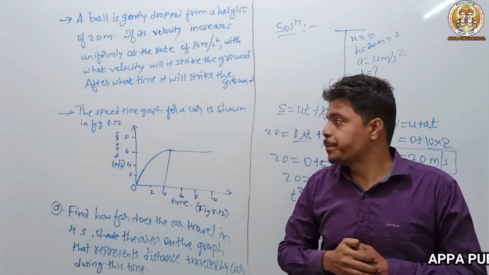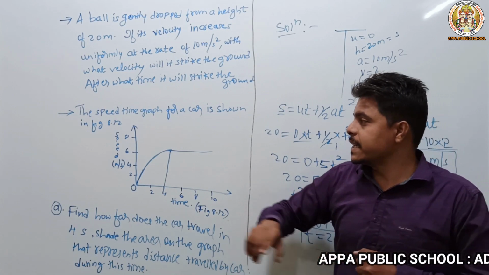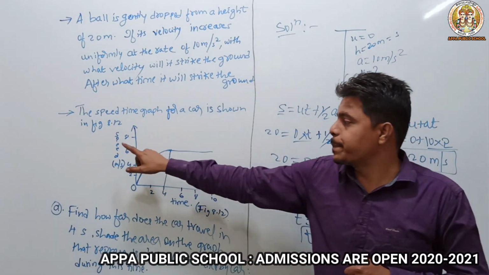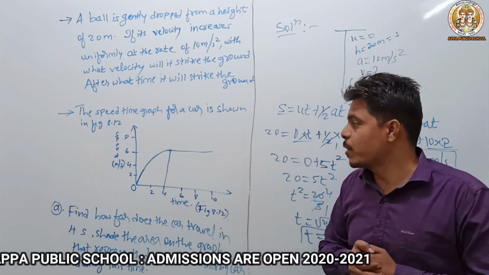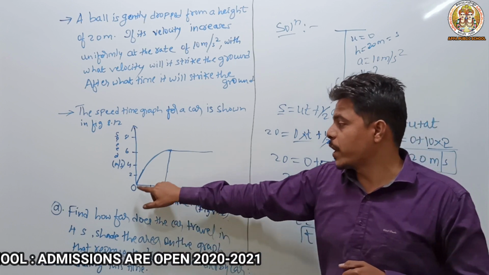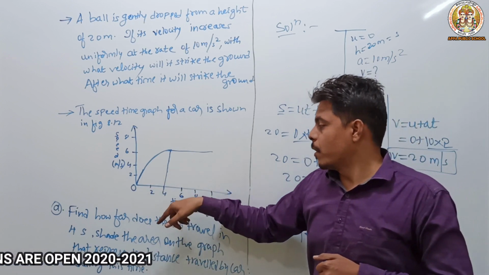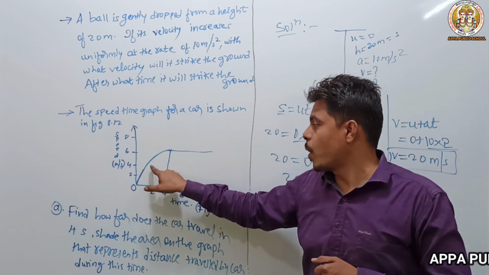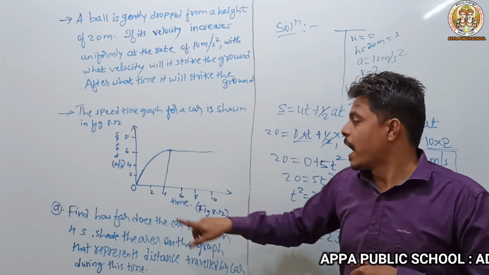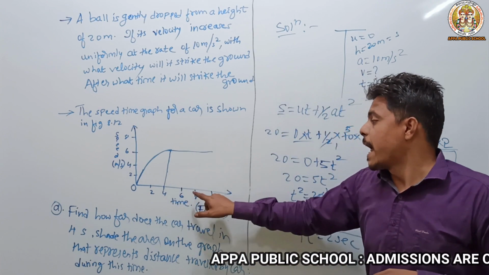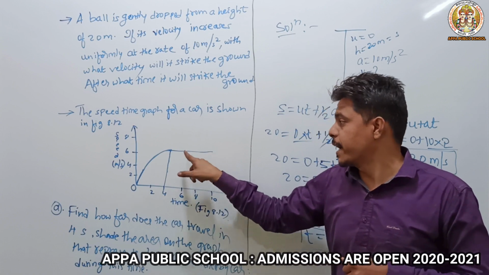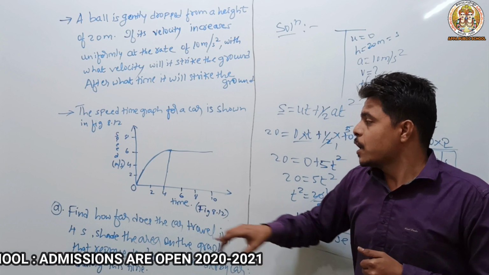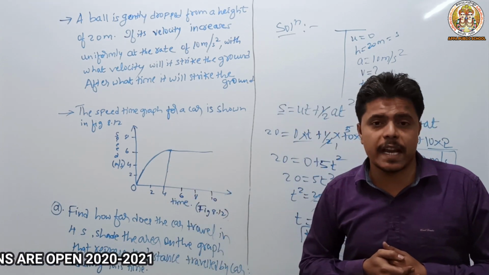Now we are going to solve one more question from the exercise. You can see the speed time graph for a car is shown in figure 8.12. So this is a speed versus time graph. You can see a car is moving from 0 with respect to time. From 0, at 2 seconds it was moving with 4 meter per second. At the 4th second it is moving with 6 meter per second, and at the 6th second it is moving with 6 meter per second. You can see the car is moving with uniform motion continuously.